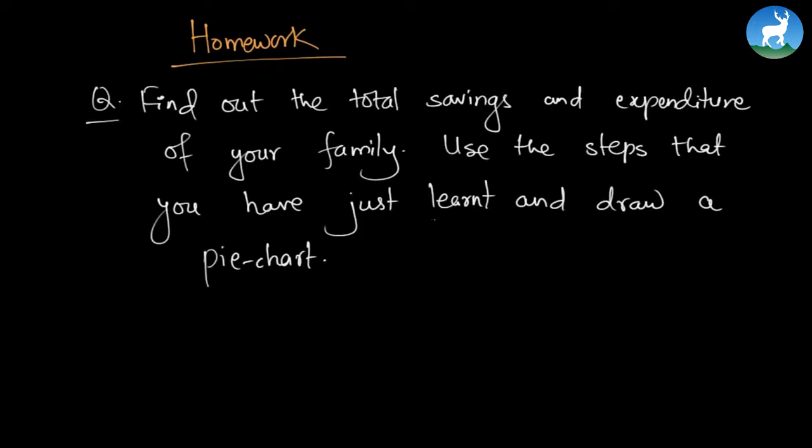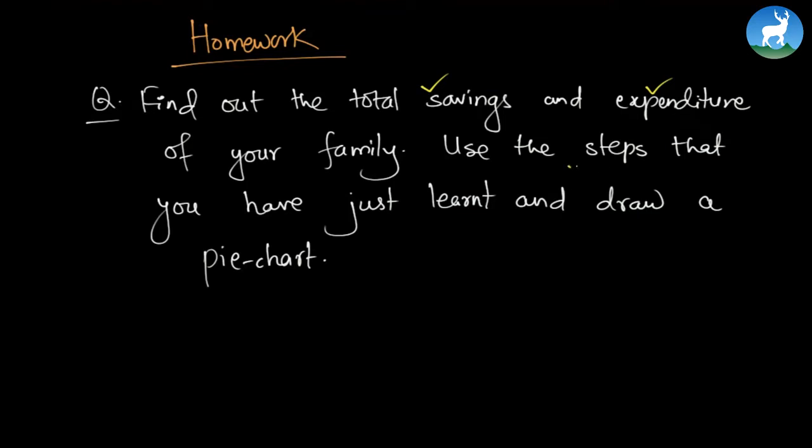Now I'm going to give you some homework, like usual. Right, this is your homework. You need to find out the total savings and total expenditure of your family. You can go ask your parents, ask your father or mother. Find out the rough estimate. It doesn't have to be the exact amount. You can also assume it sometimes. So just find out the tentative, the approximate savings and expenditure.